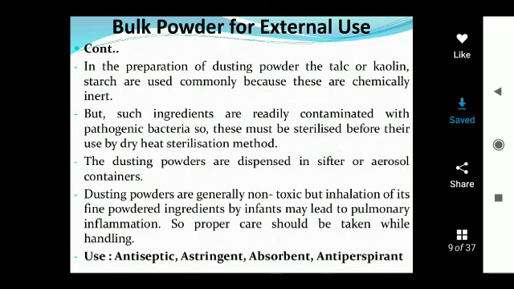Sifter or aerosol containers can be used for dispensing of bulk powders for external use. In some cases, dusting powders cause serious injurious effects to infants, and may lead to pulmonary inflammation. While using bulk powders for external use, proper care must be taken.